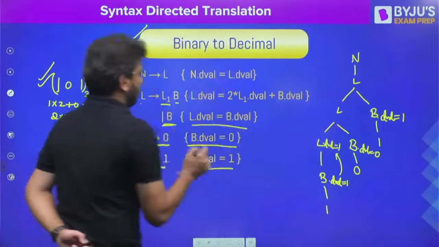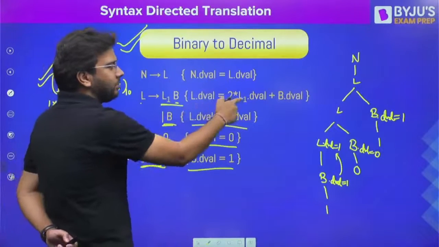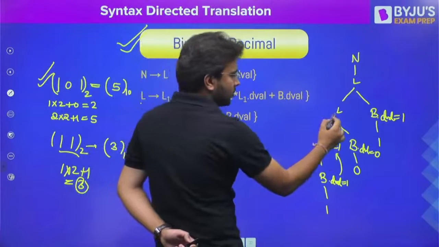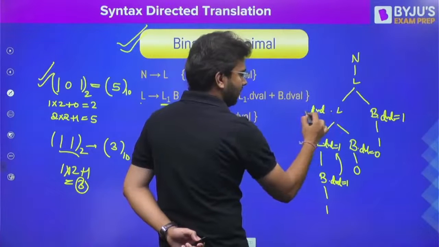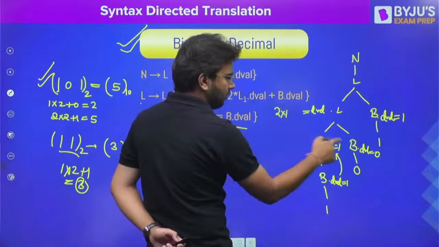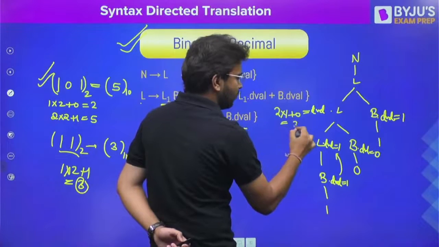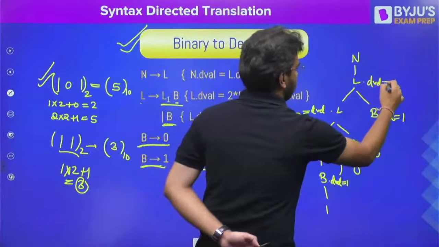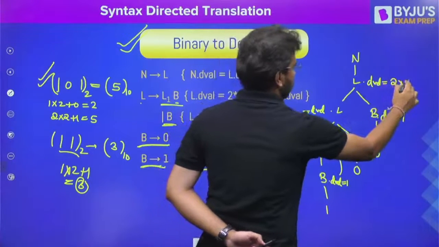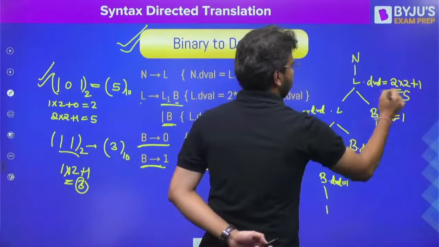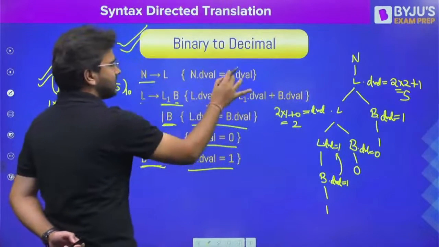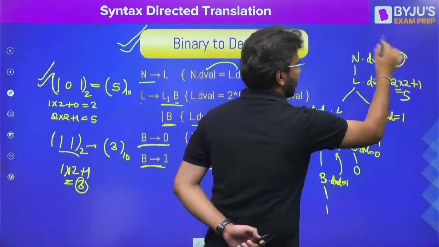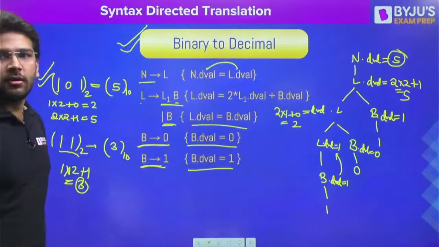L derives LB. In that case, you are multiplying the L value by 2, then you are adding the D value. So 2 into 1, so here we can write D value will be 2 into 1 plus 0. What do you get? 2 only. Again, L derives LB. So here you are going to get 2 into 2 plus 1. That means you are getting 5. N derives L. Just assign the value to N. And what do we get as the final output? That is 5.